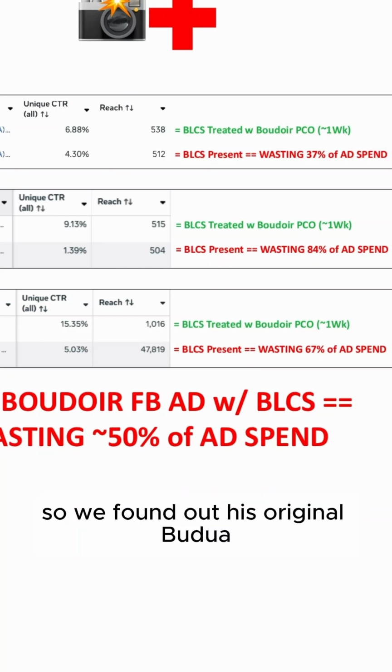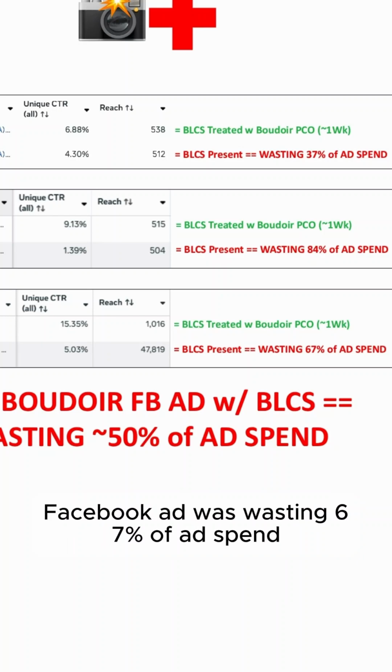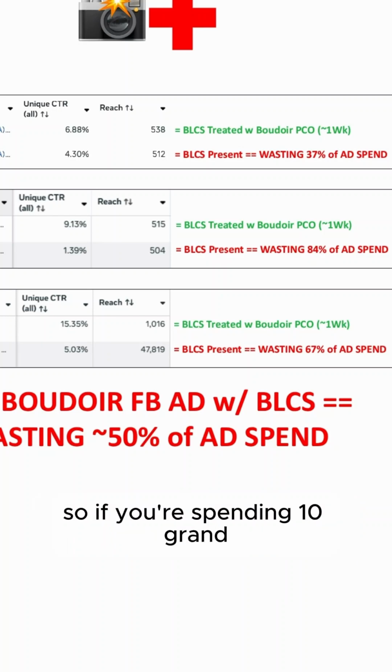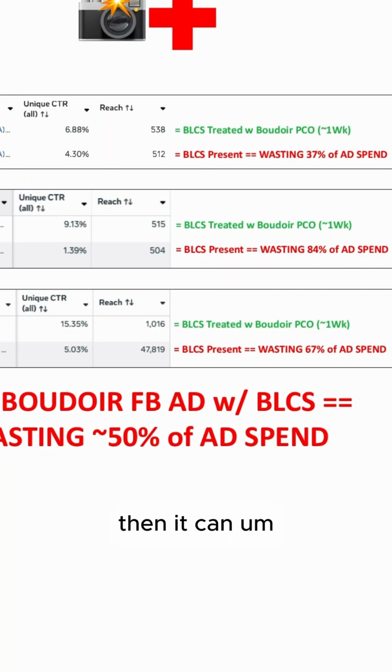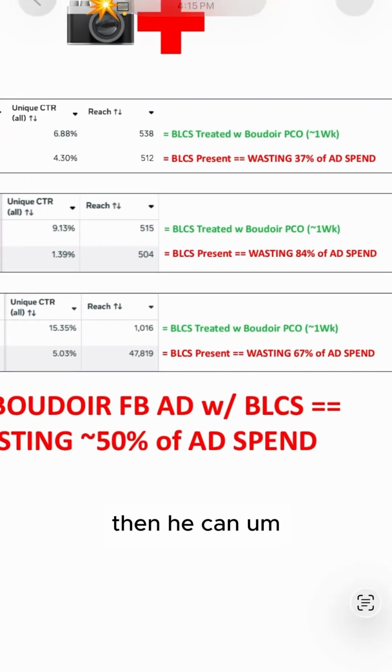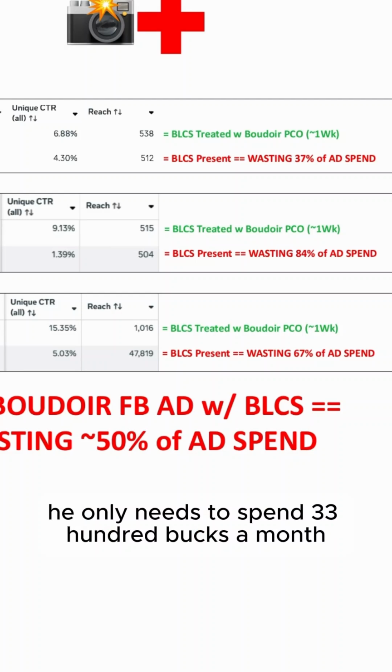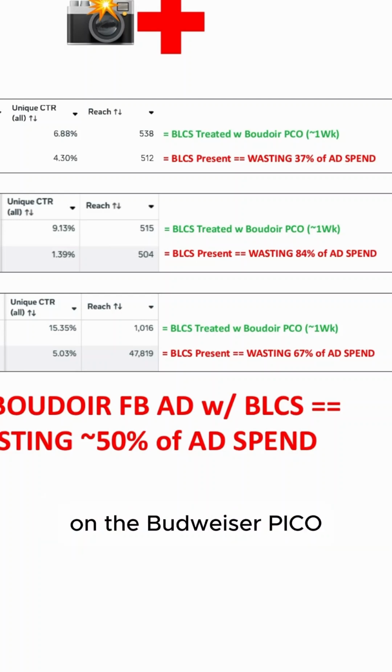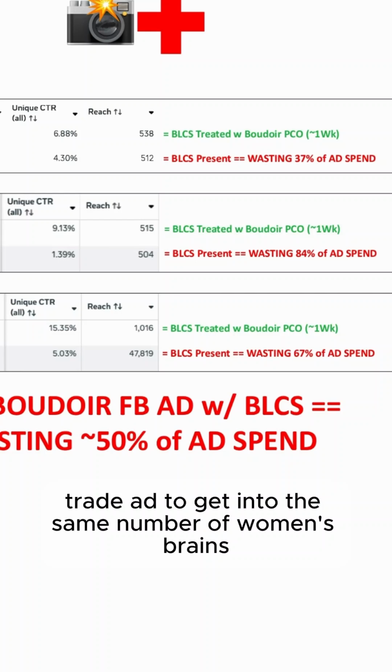So we found out his original Boudoir Facebook ad was wasting 67% of ad spend. So if he's spending 10 grand a month on the original Boudoir Facebook ad, he only needs to spend $3,300 a month on the Boudoir Pico treated ad to get into the same number of women's brains.